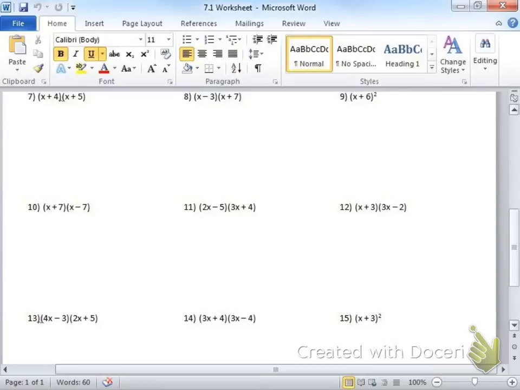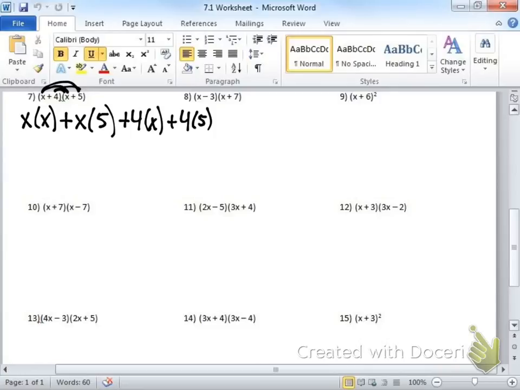I have 2 terms times 2 terms, so I'm going to distribute the x to both terms in the back. Then I'm going to distribute the 4 to both terms in the back. If you want to write it out, great. If you don't want to write it out, also great. X times x is x squared. X times 5 is 5x. 4 times x is 4x. And 4 times 5 is 20. Some of you will not have that middle step. That is fine.